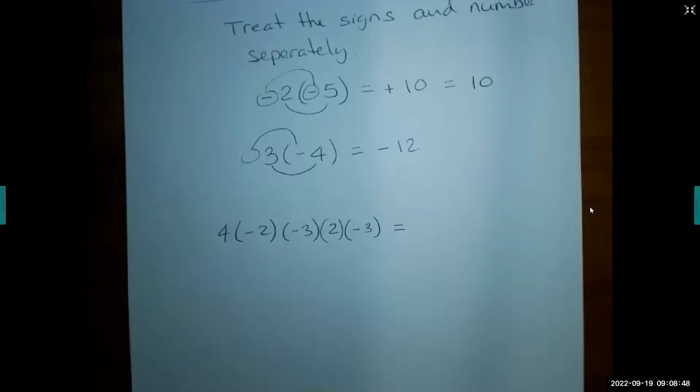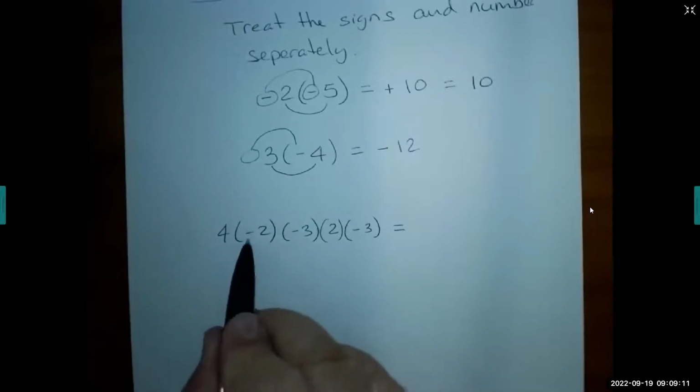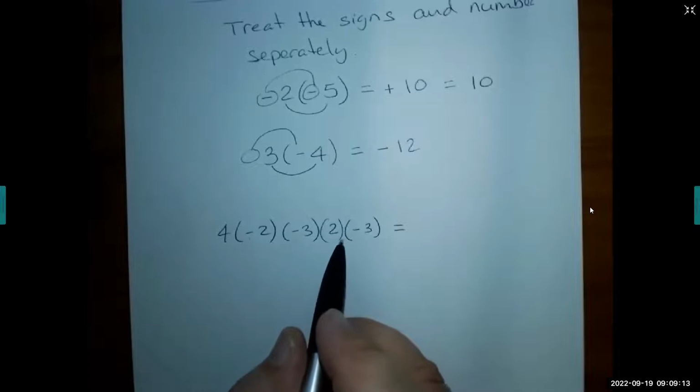Okay, now we have a pretty long equation. Still the same thing. Treat the signs and numbers differently. Separate them. Is the answer going to be positive or negative? How do you know that? Very good. You remember that? Yes. Because we have an odd number of negatives.